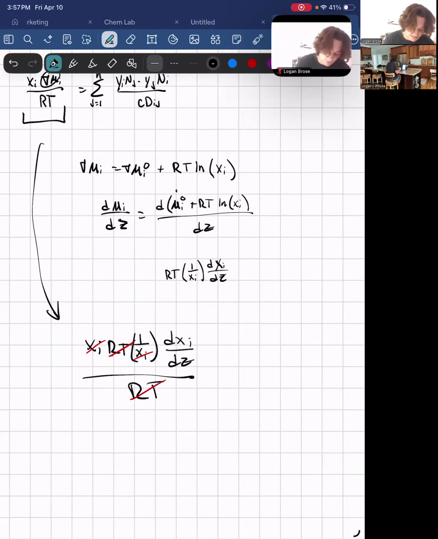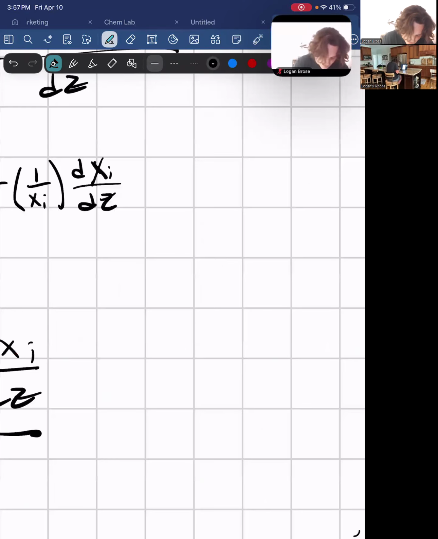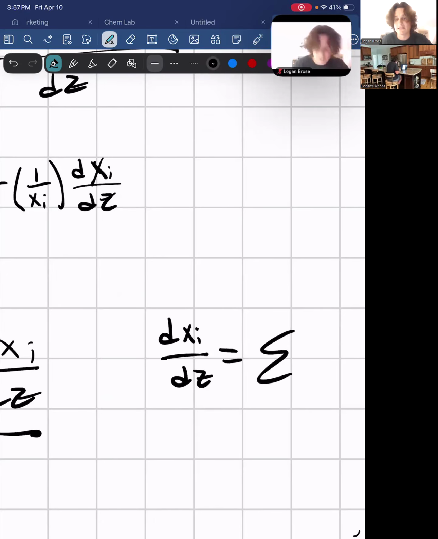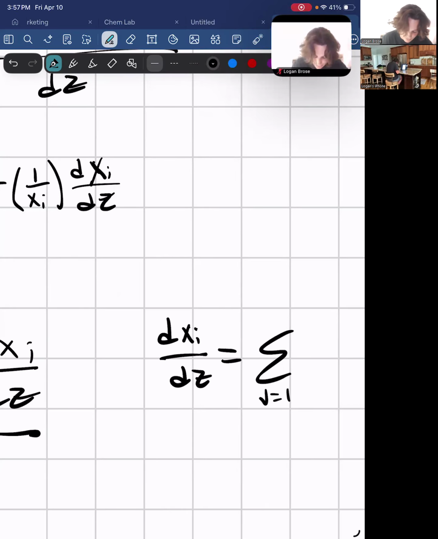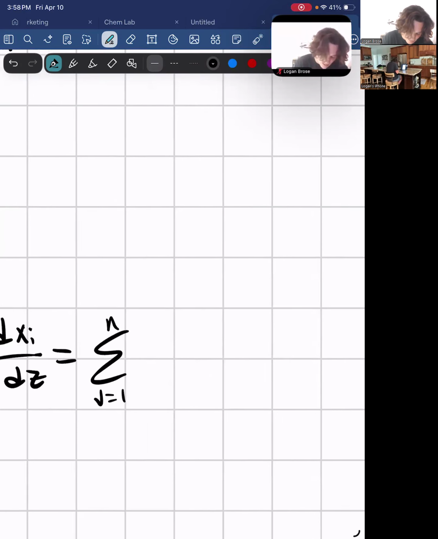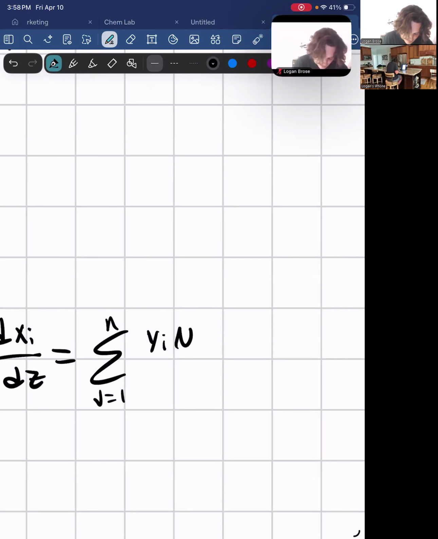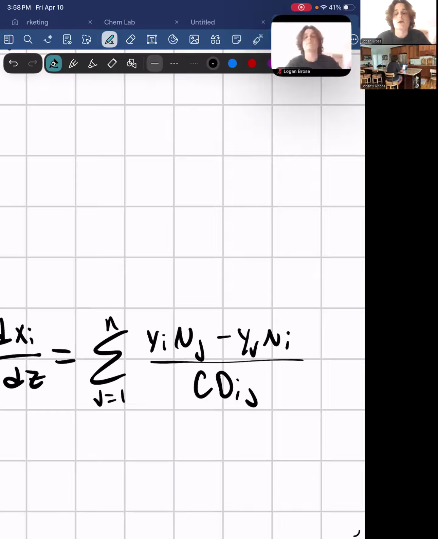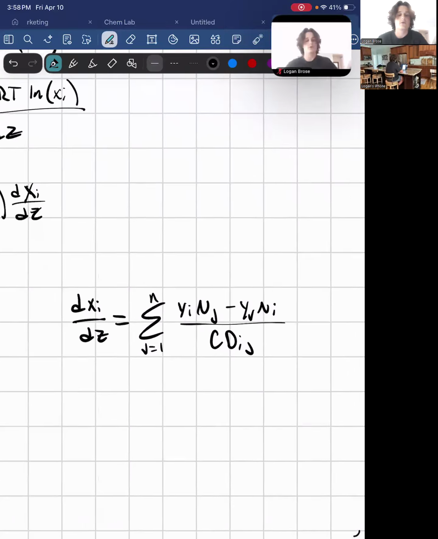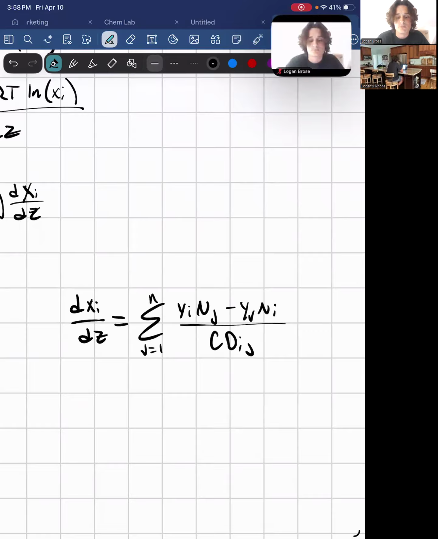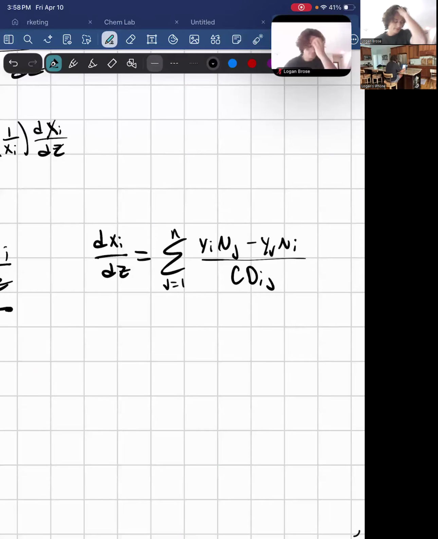And so what we're left with on this left side is dxi over dz equals the right side of our Stefan Maxwell, right? Sum from j equals 1 to n of yi Nj minus yj Ni all over cDij. And so we were able to simplify this down, using standard state, into a much simpler equation, right?